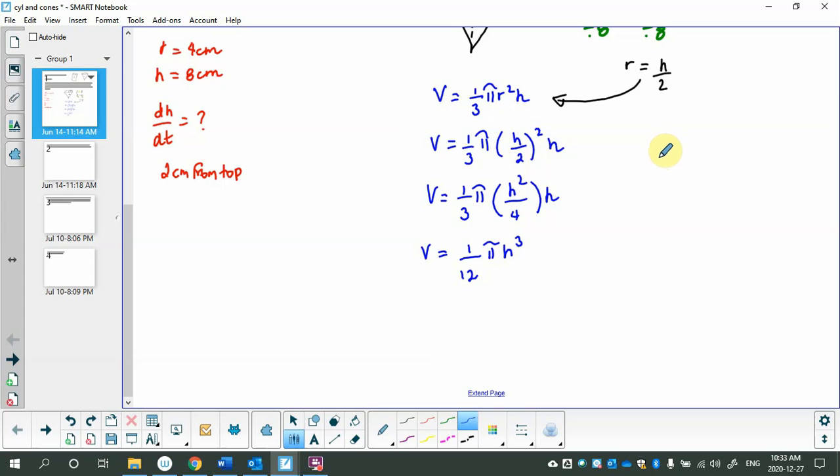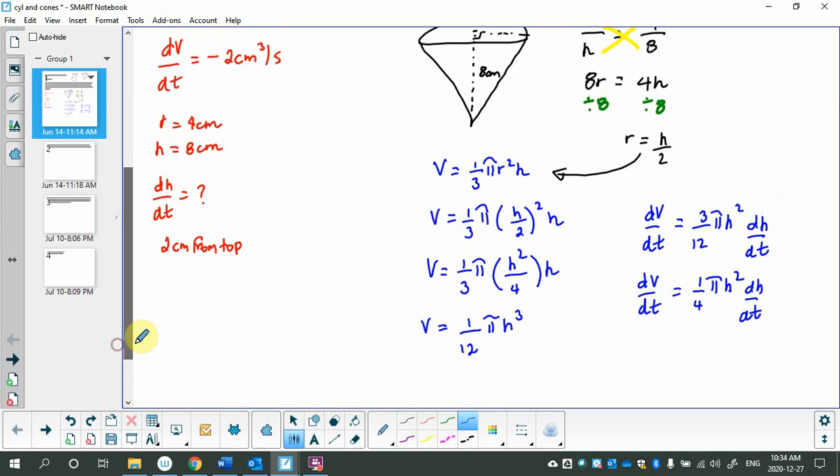I'm going to do it here just because I have space. So left-hand side, dV by dt. Right-hand side, 3 over 12 pi h, 1 less, so squared, dh by dt, which is what we're looking for. So dV by dt equals 1 over 4 pi h squared dh by dt. Now I'm going to put in my values. So dV by dt is negative 2.